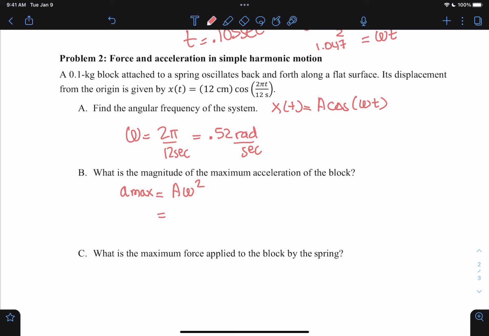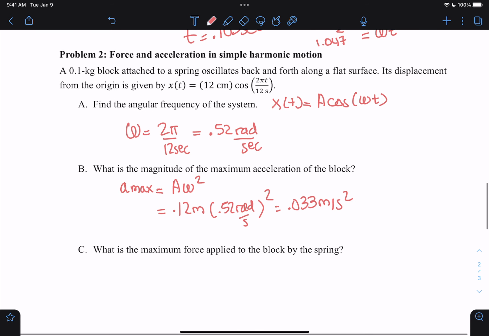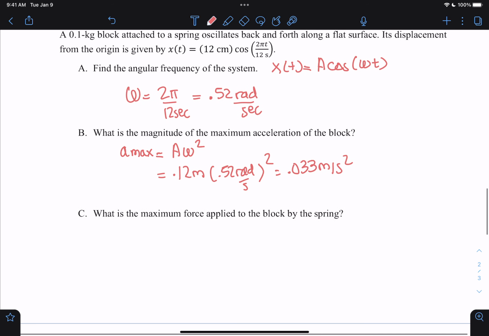So we have our amplitude based on the setup of the equation. We know that x of t is equal to A cosine omega t, so this must be the A here, that 12 centimeters. But we know that we have our acceleration in meters, and everything's in SI units, so 12 centimeters is 0.12 meters. And for our angular frequency, we already said that was 0.52 radians per second. So we take 0.52 radians per second and square that, and that should give us 0.033 meters per second squared for our maximum acceleration. Very simple plug and chug there.